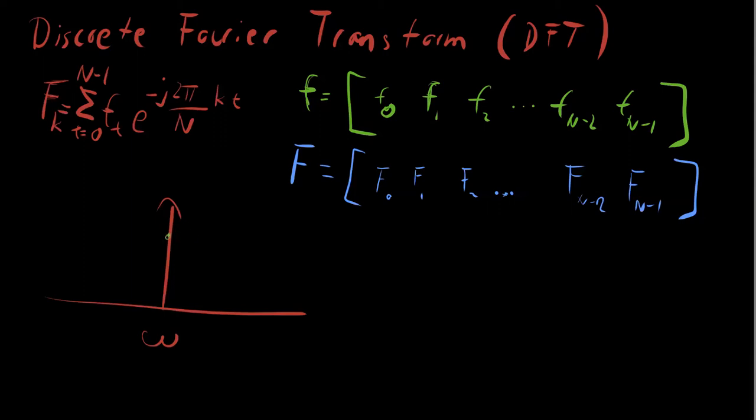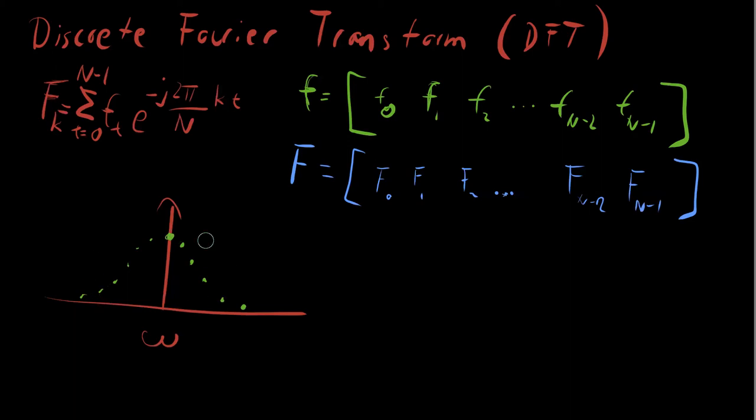There'll be some DC value. Then there'll be a value here, here, here, and here, and here. And again, it'll be symmetric. So there'll be points here, and here, and here, and here, and here. And this is supposed to be symmetric. So that's just my poor art. And that's what's going on, right?